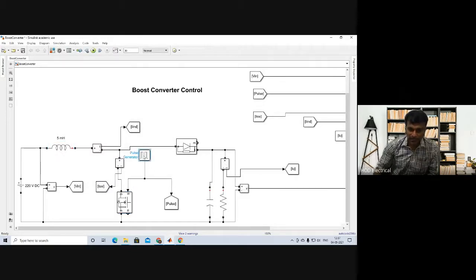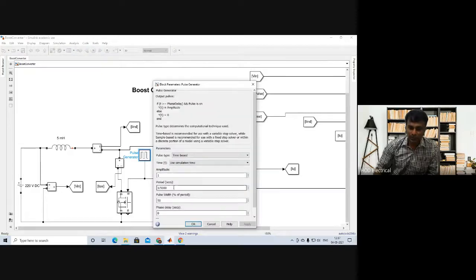To the switch, I have connected a pulse generator. In the pulse generator, the switching frequency is 5 kilohertz. Therefore the period I have given is 1 by frequency, so 1 by 5000. Then the pulse width can vary from 0 to 100. Whenever the pulse width is 0, we have a duty cycle of 0. Whenever the pulse width is 50%, the duty cycle is 0.5. Whenever the pulse width is 100%, the duty cycle will be 1.